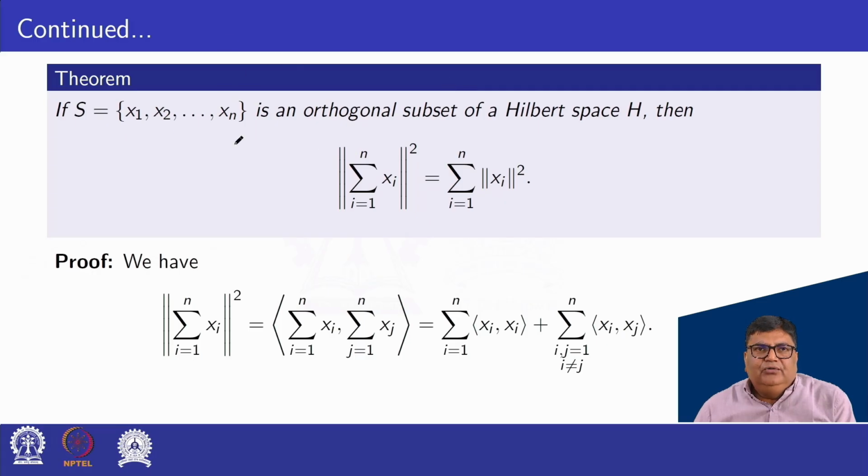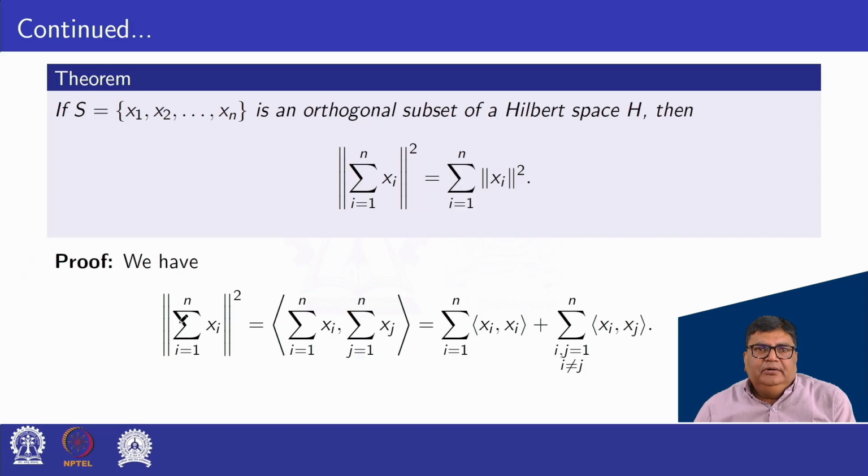Generalization of Pythagorean theorem. If S, the set of x1, x2 and so on up to xn, is an orthogonal subset of a Hilbert space H, then the norm of the summation of xi, squared, where i is equal to 1 to n, equals the summation i is equal to 1 to n of norm of xi squared. Okay. Proof is very simple.